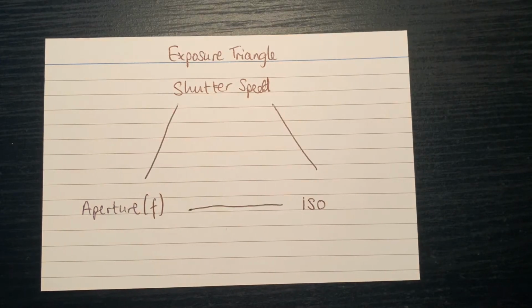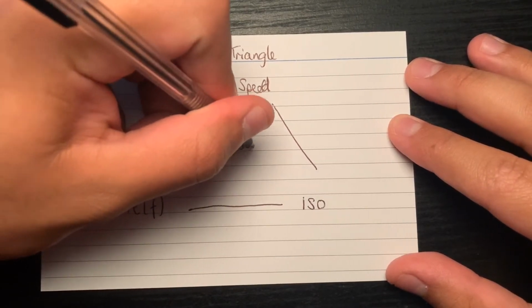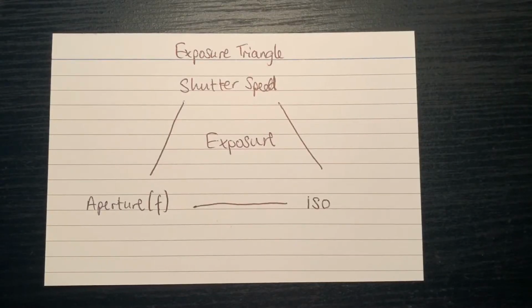All these are very interconnected, so changing one will affect the others, and in the end they all affect exposure. Exposure is basically how light or dark a picture is after it's captured. So always look out for that, guys. Always keep it in mind when you're shooting your pictures.